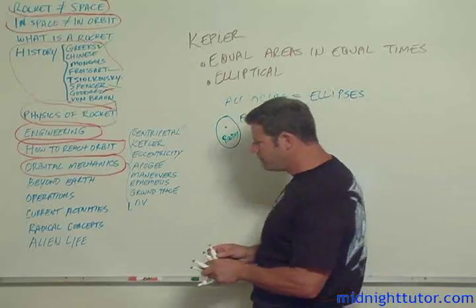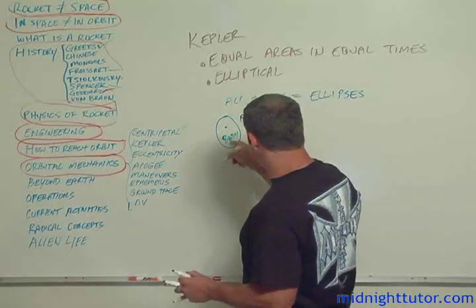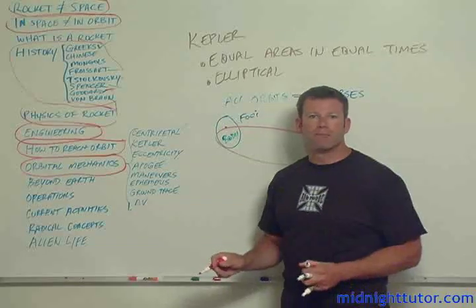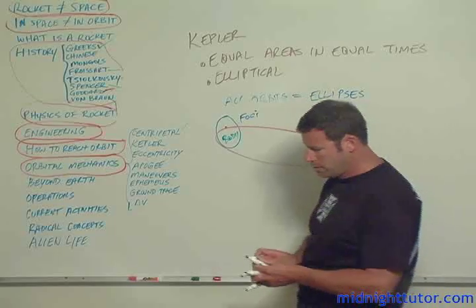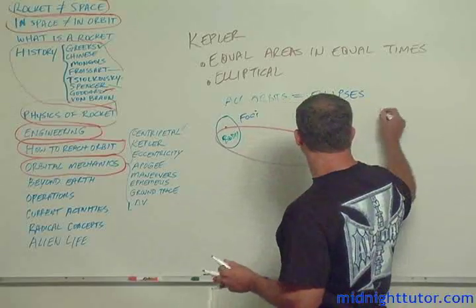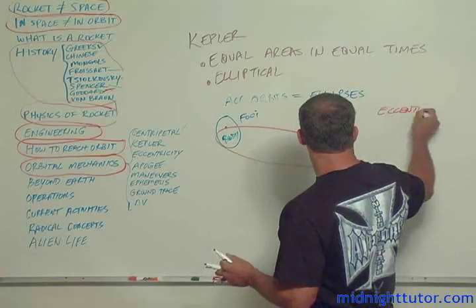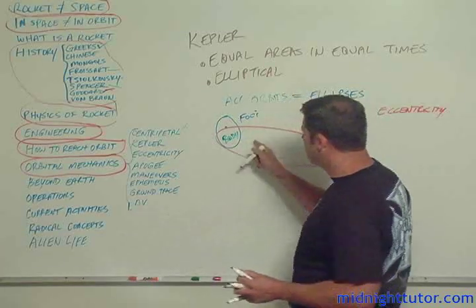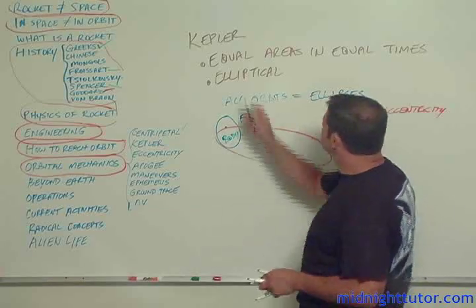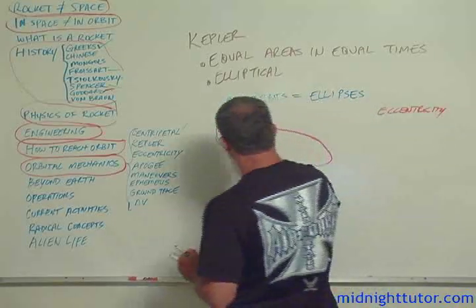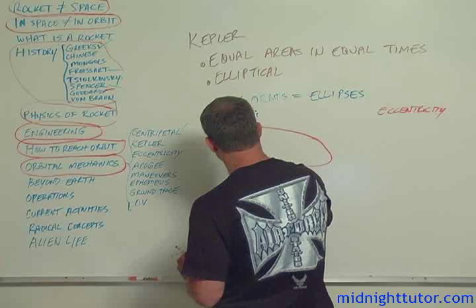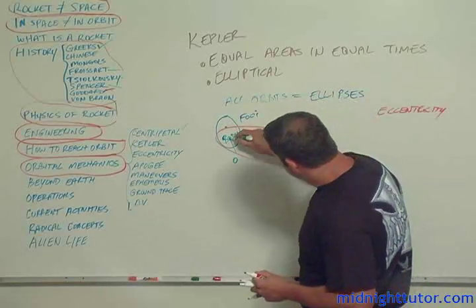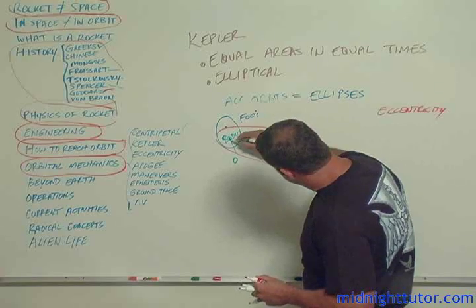But as it moves around, let me draw an ellipse that's a little bit different looking. We'll keep the body the same and just draw a longer, long and thin ellipse. For an ellipse, there's a term for that called eccentricity. That's not really relevant, so I'll just mention it and go on. And what he said is equal areas in equal time. So here, we'll start it here. We'll say this is time zero. And from time zero to time one, we're going to sweep out this amount of area.